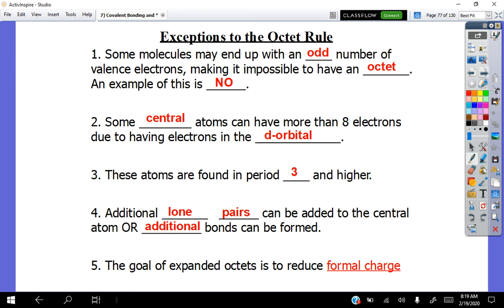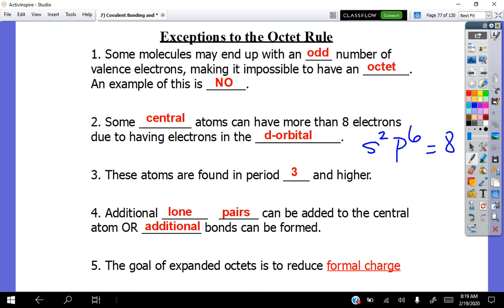Some central atoms can have more than 8 electrons due to having electrons in the d orbital. So far, the central atoms we've looked at have s and p orbitals, which means in total you can have 2 electrons from the s and then up to 6 electrons from the p, which gives us our 8 for our central atoms here. These atoms are usually found in period 3 and higher. When we have a central atom like this, we can typically add either additional bonds in the form of double bonds or lone pairs to our central atom.